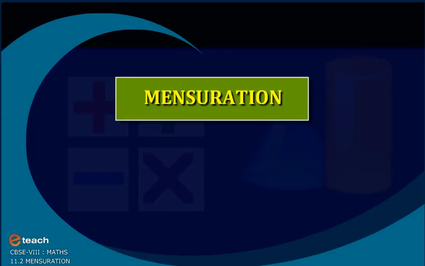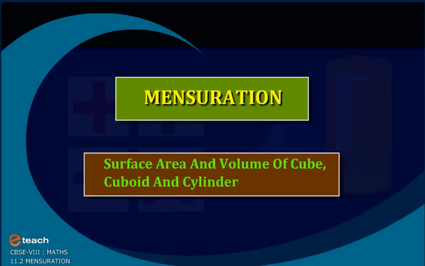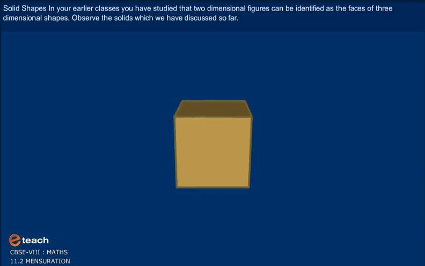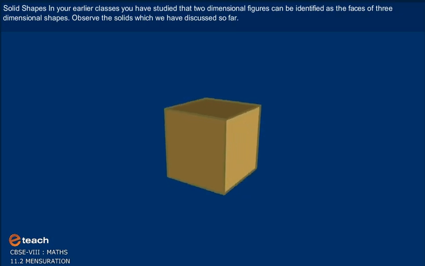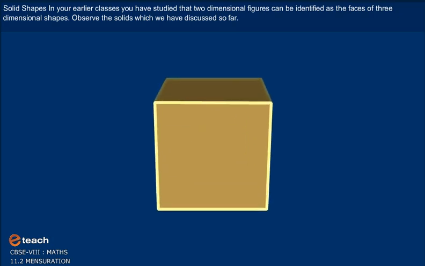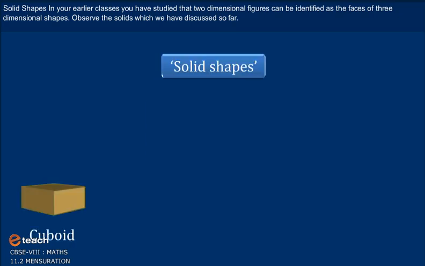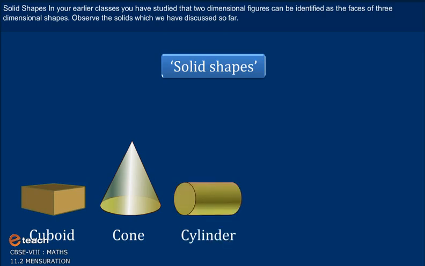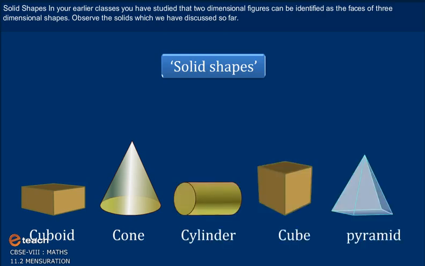Mensuration. Solid shapes. In your earlier classes, you have studied that two-dimensional figures can be identified as the faces of three-dimensional shapes. Observe the solids which we have discussed so far.